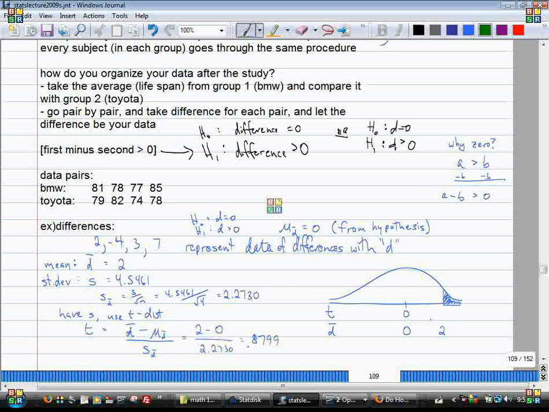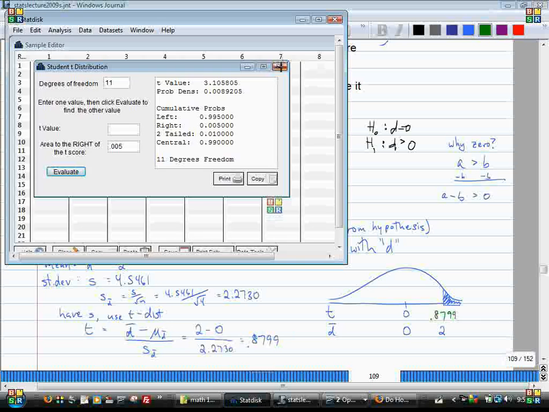And what do we do with that? Fill it in on the picture. That's the t-score. And now what do we do with that? Find the area using StatDisk. Exactly.